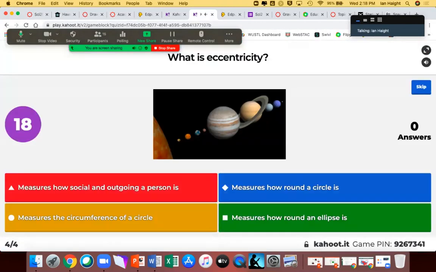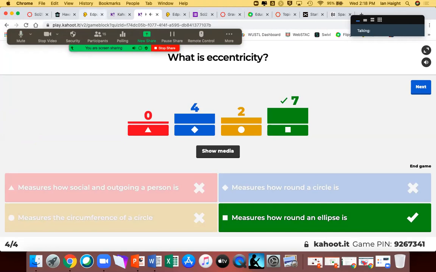What is eccentricity? Very good. Again, a little torn, but that is a measure of how round an ellipse is. This is something you did on the homework where you had to calculate it, right? Remember, closer to 0 means it's more circular, more round. Closer to 1 means it's more elliptical, a little more squished.